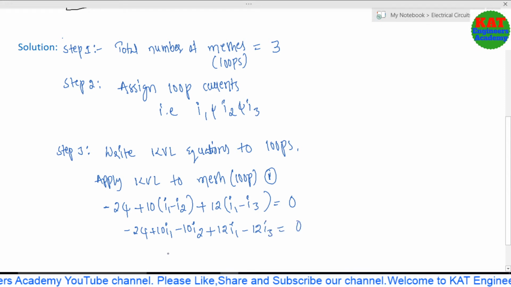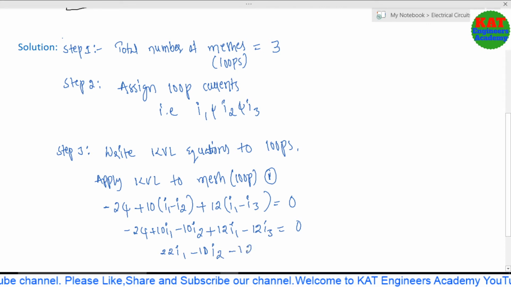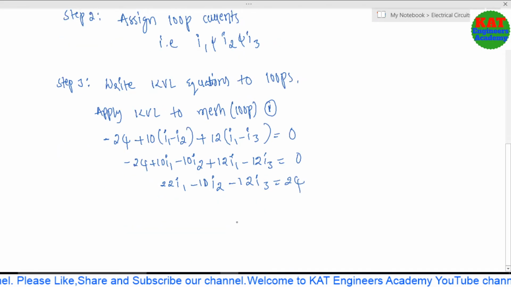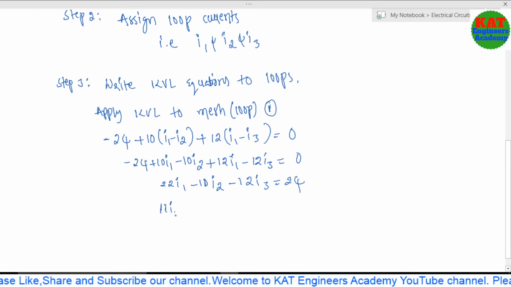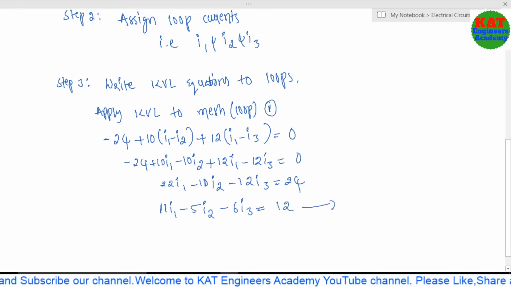So finally we get 22 I1 minus 10 I2 minus 12 I3 equal to 24. Then take 2 as a common factor. Finally we get the equation 11 I1 minus 5 I2 minus 6 I3 equal to 12. Consider this as the first equation. Okay friends, first equation is over.